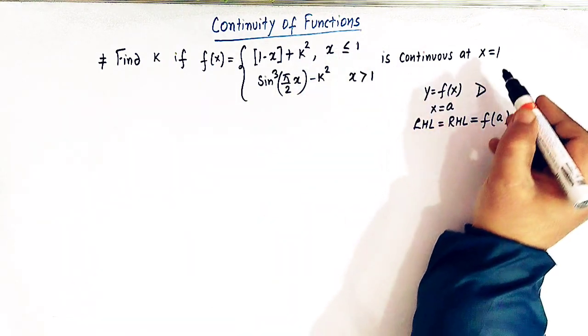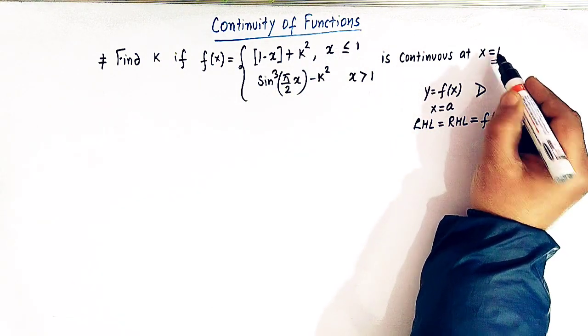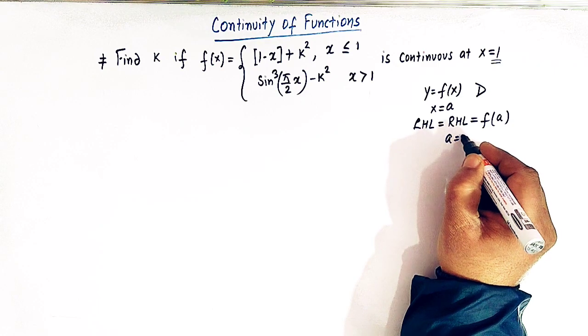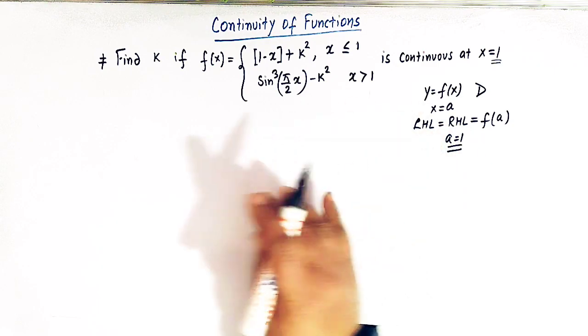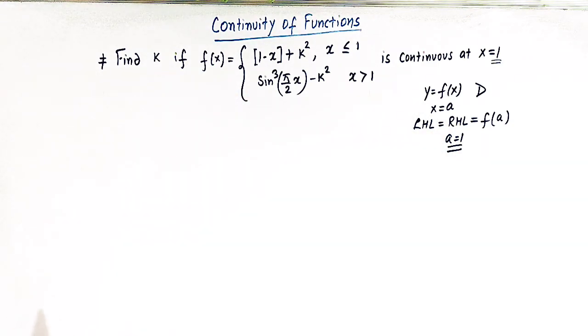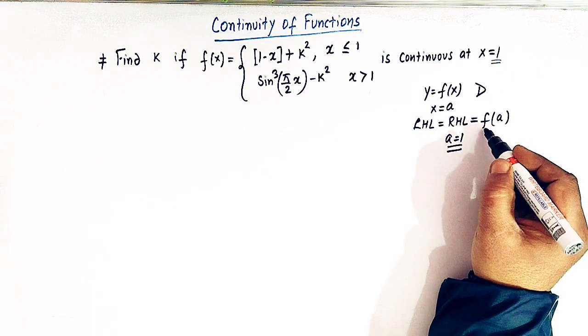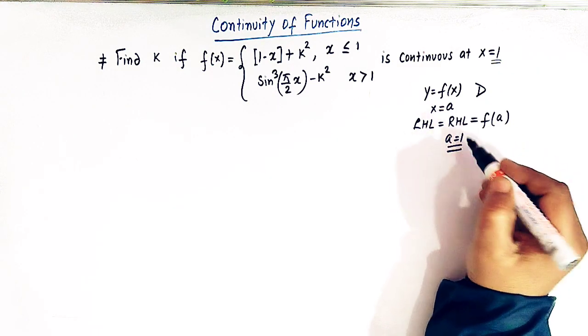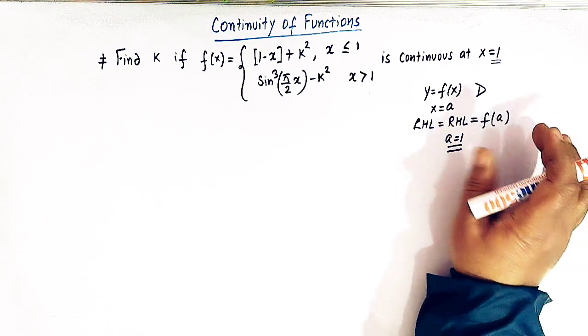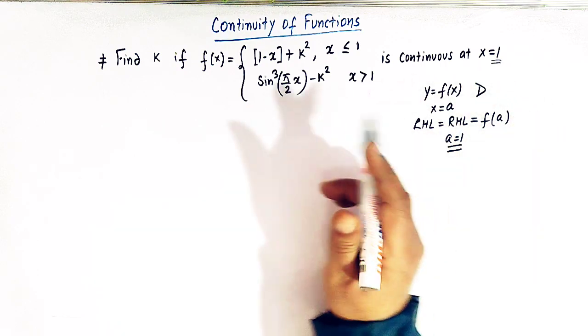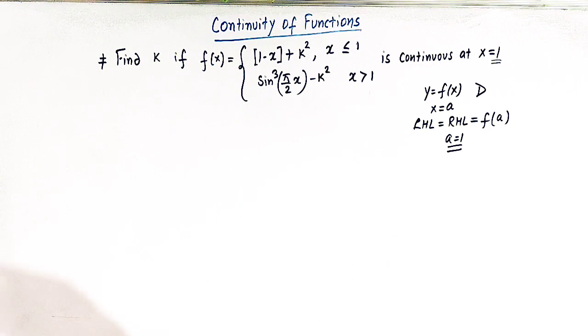Here we are given the point 1, so a is equal to 1. In this problem, we will first find the left hand limit, then the right hand limit, and then the value of the function, that is f of 1, and then we will form an equation in k, thereby getting the value of k. So let us start.